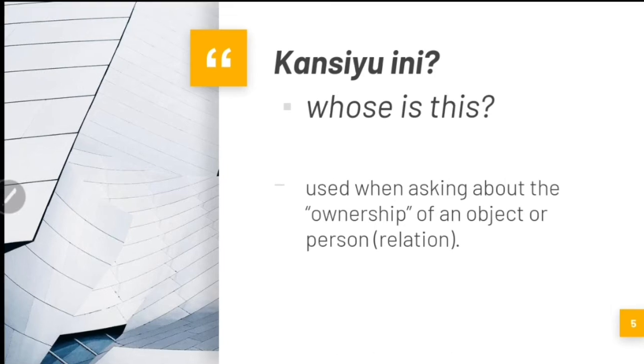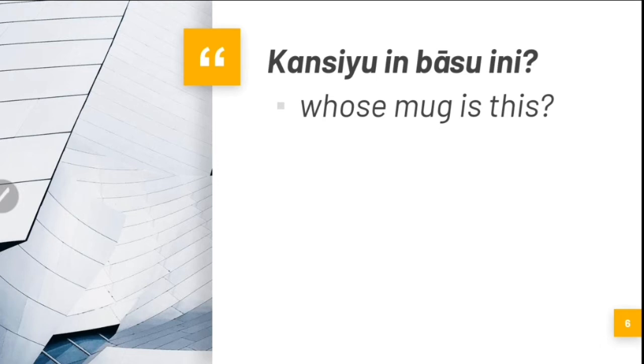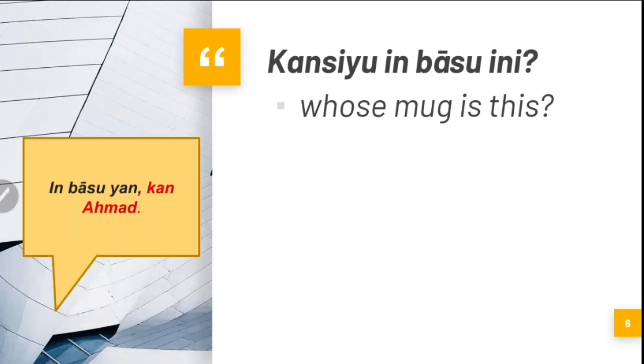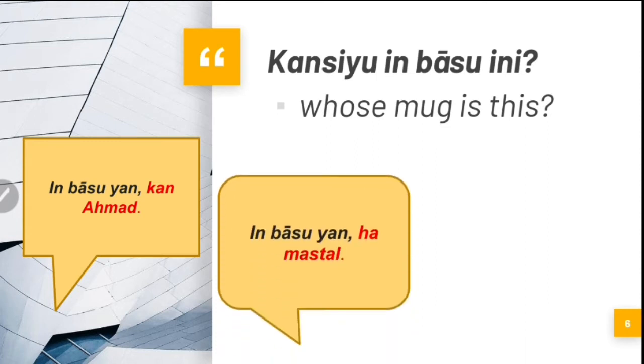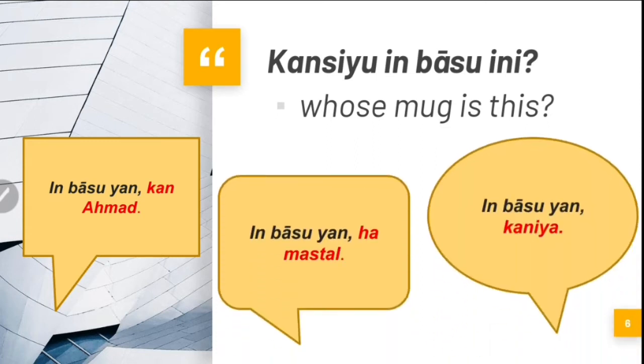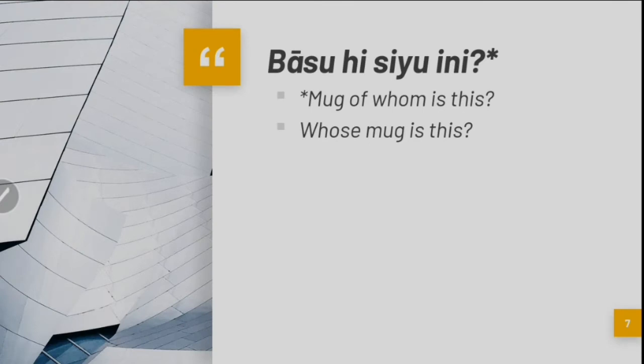This is used when asking about ownership or possession of an object or person. So in this question, KANSIYU in basu ini, we have already discussed the three possible ways of answering it. We have here in basu yan kan Ahmad, in basu yan hamastal, and in basu yan kanya. In the first example, we use a possessive relator kan and a proper name Ahmad. In the second example, we use the possessive relator ha followed by a common name, and lastly a genitive pronoun kanya.